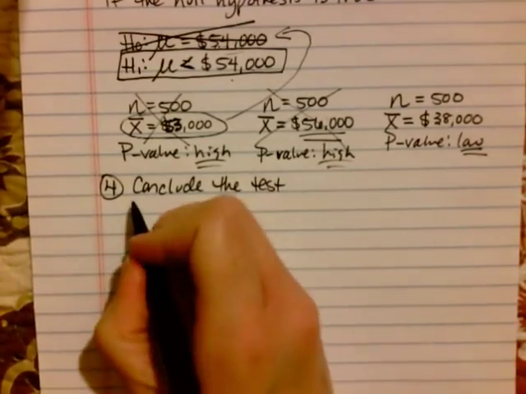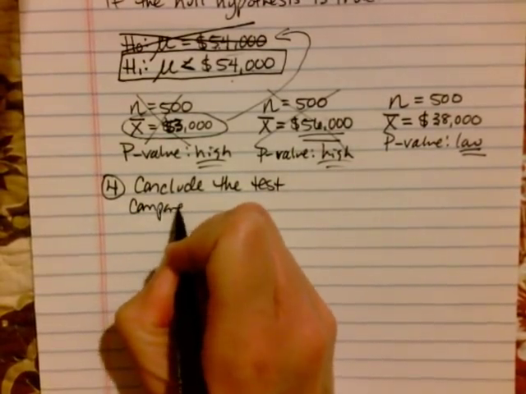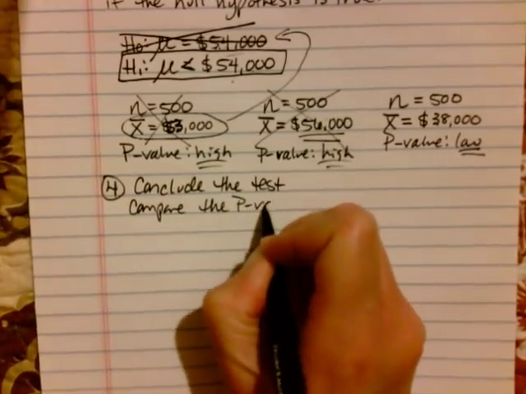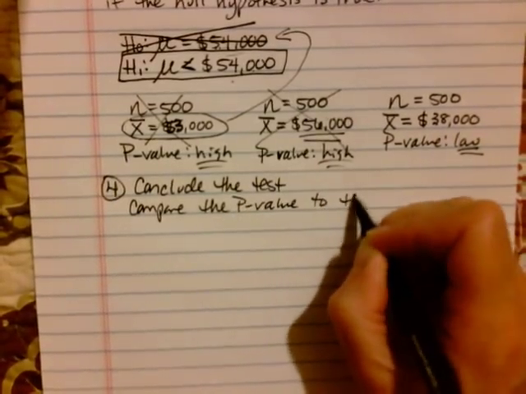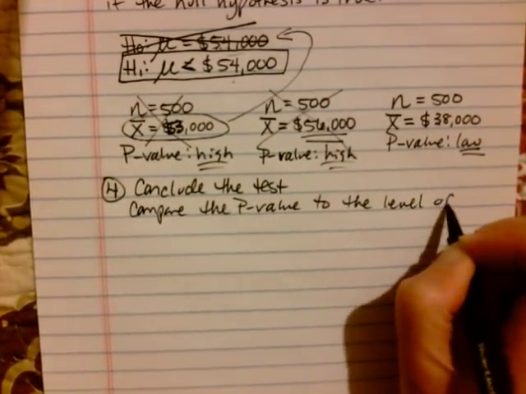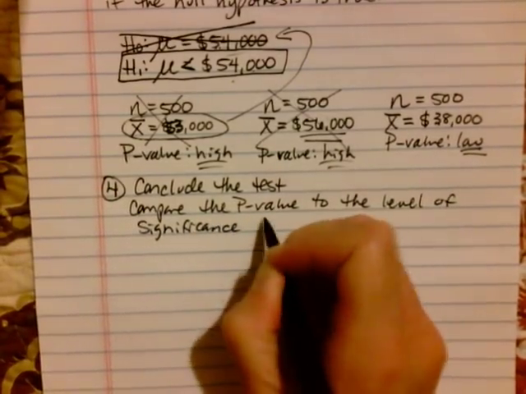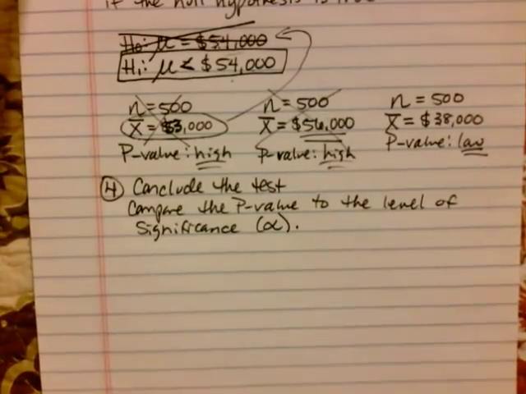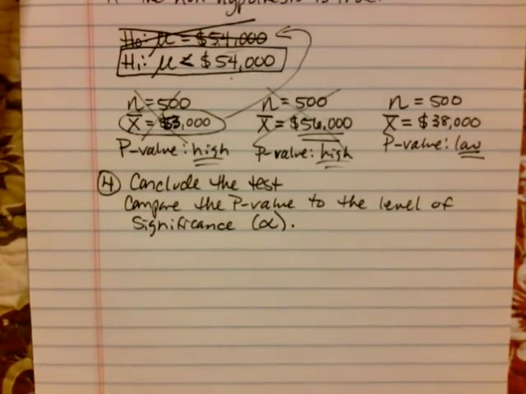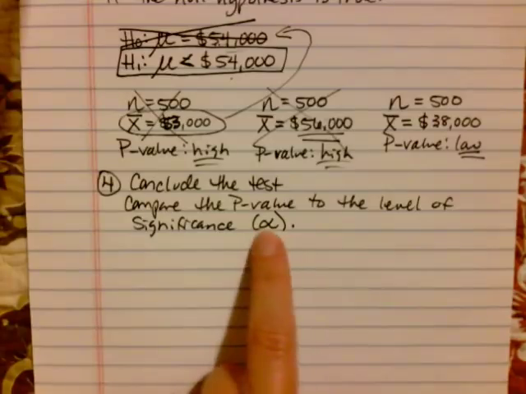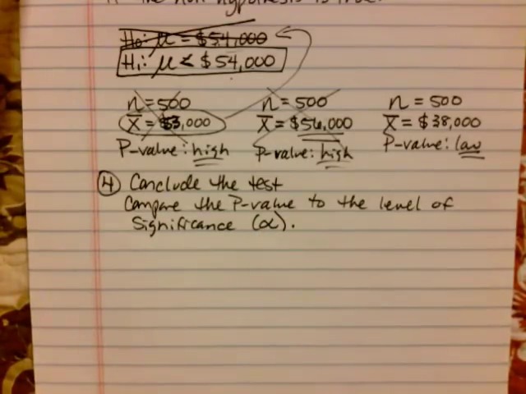And we do this by comparing the p-value to the level of significance, which is called alpha. This is something that you actually set at the very beginning of the study. You decide how much error you're willing to tolerate, and on the basis of that, you set this value alpha. We'll talk more about that in just a second.